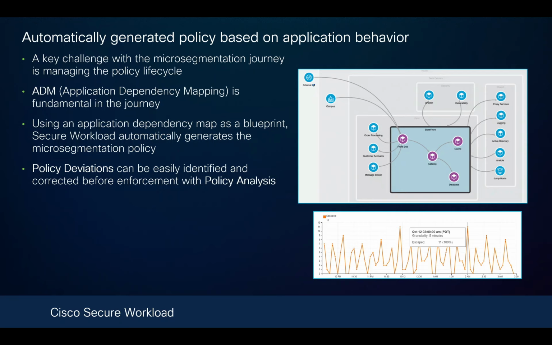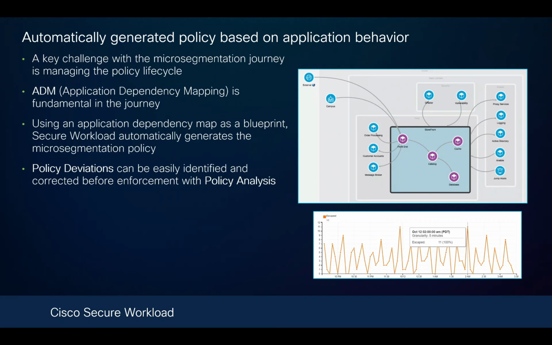Cisco has the ability to consume flow data into Secure Workload, whether it comes directly from the agent or from network devices. We consume that data and then we crunch it and we determine what are the relationships between all of these different applications. And we call this application dependency mapping. As we do that, we have the ability then to build the rule set or policy that is required to allow those services to function.